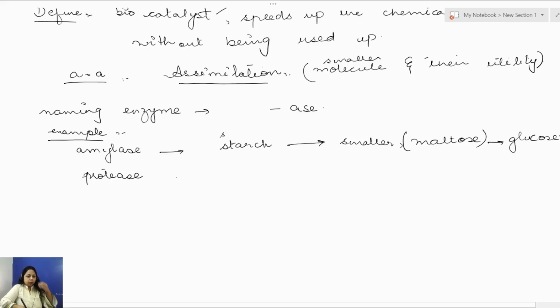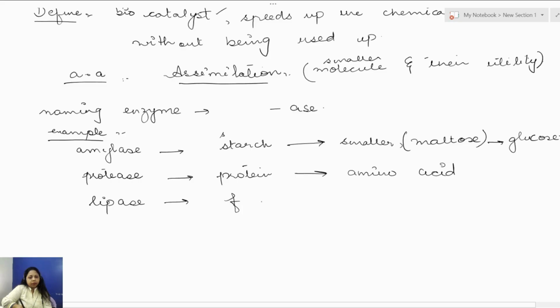It works on protein and converts it into amino acids. What is the function of lipase? Fats, or lipids, into glycerol and fatty acid. Okay.